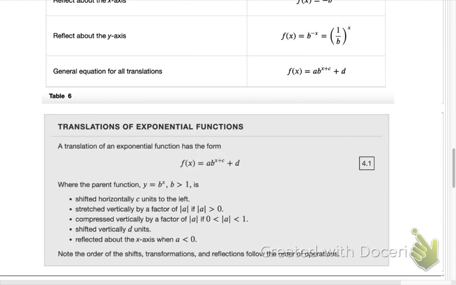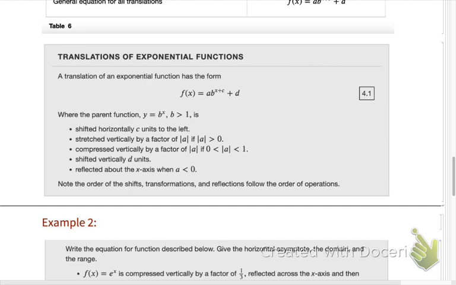Okay, and ended with a summary of a general transformation of y equals b to the x with values a, c, and d. C and d are going to account for the shifts left or right, or the value of d is going to account for the shifting up or down. And the value of a is going to lead us to either a vertical stretching or a vertical compression. If a is less than 0, we would follow everything with a reflection about the x-axis.